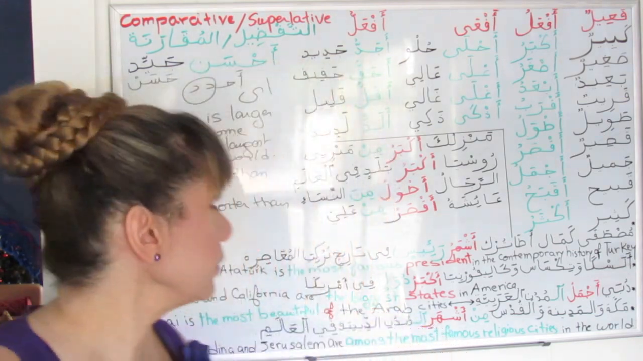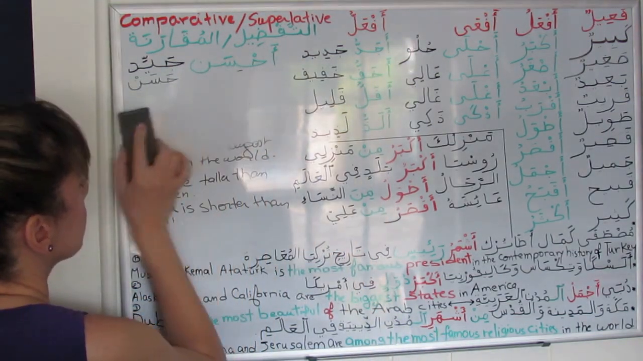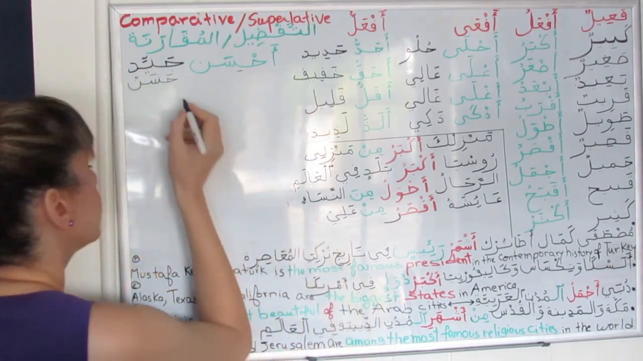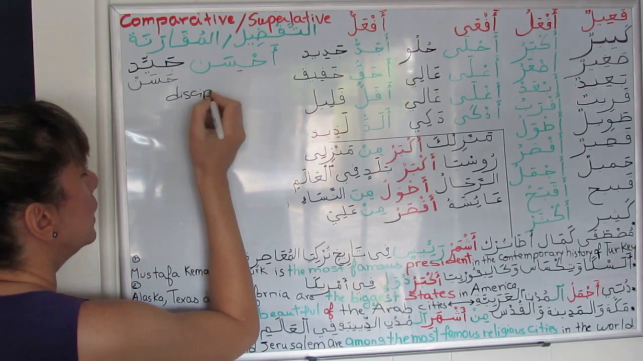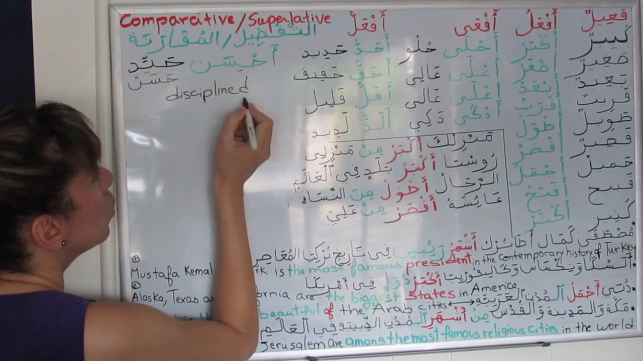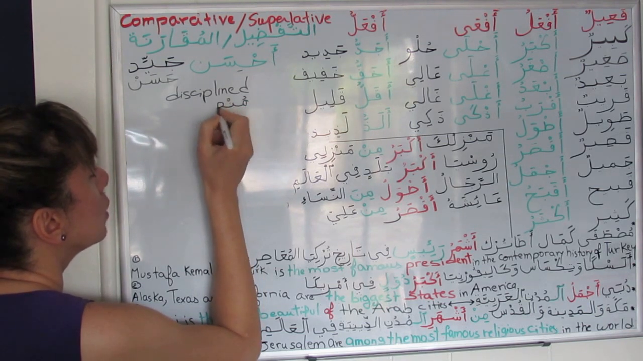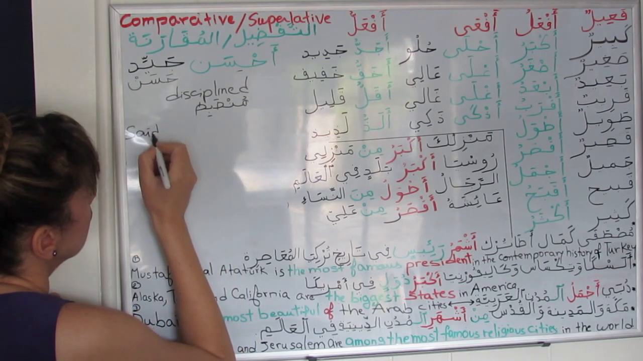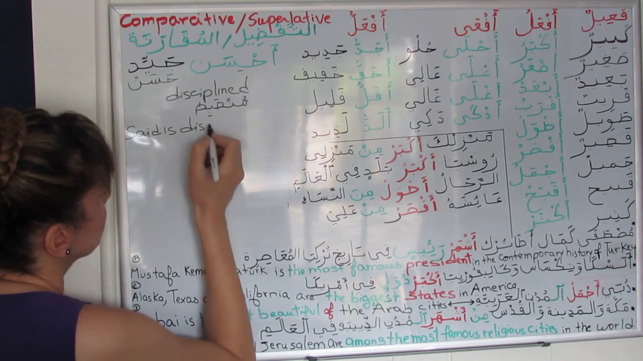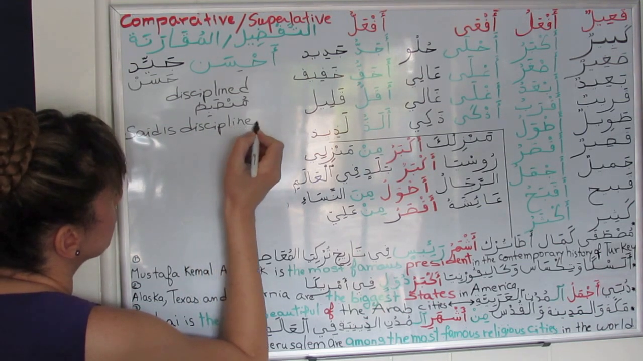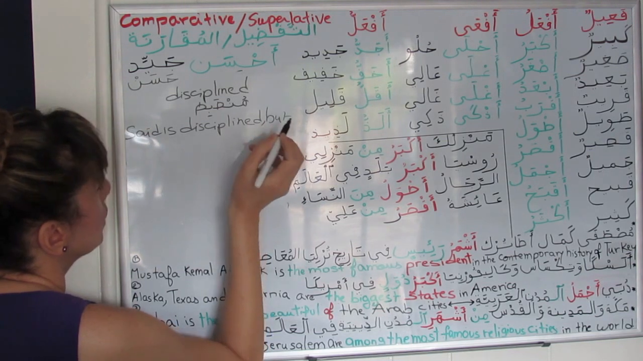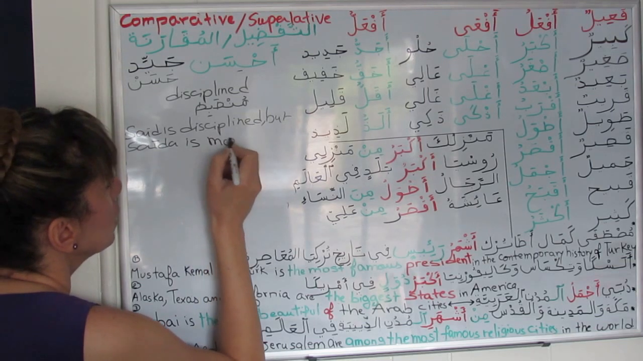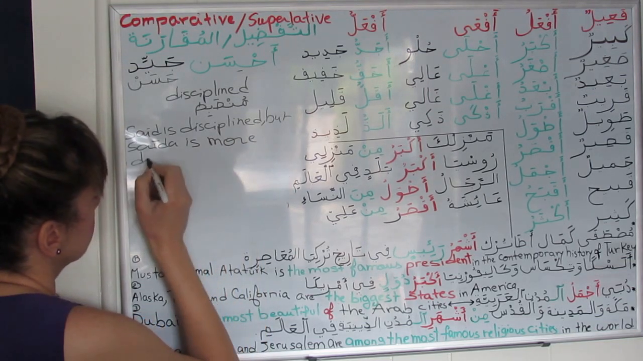For example, disciplined. Disciplined, it means منضبط. سعيد منضبط. Saeed is disciplined. But سعيدة is more disciplined than him.